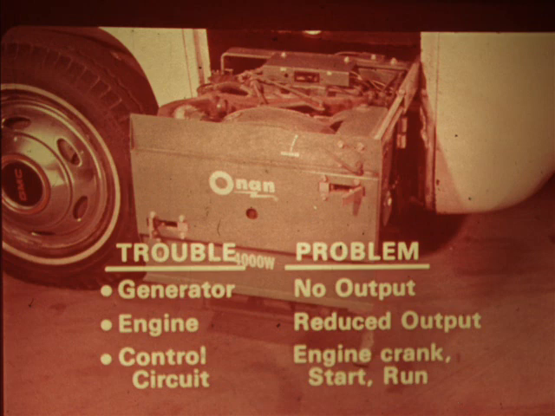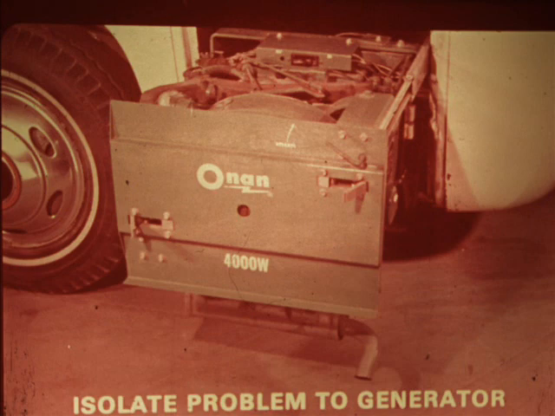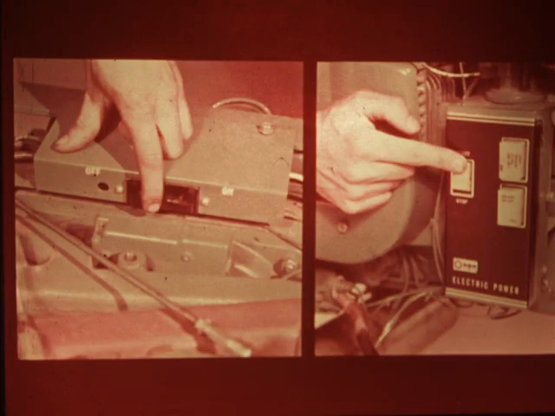Let's look first at the problem of no output, normally caused by a malfunction in the generator. It's important to isolate the no output problem to the generator, since its source could also be in the motorhome wiring. To make sure the generator is at fault, see if power gets to the breaker terminal on the generator side. So, pull out the motor generator drawer as far as it'll go.